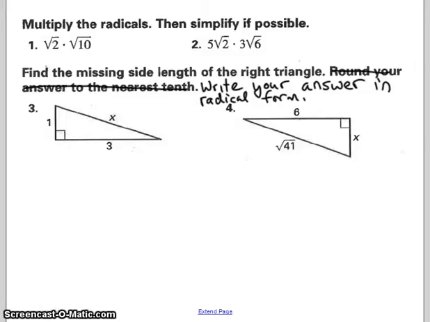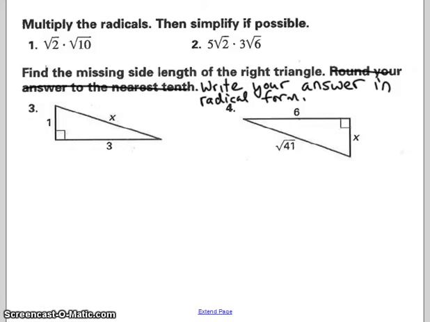Hello, this is the test corrections for Unit 10, simplifying radicals and solving for special right triangles. Okay, first one, we're just getting practice on simplifying radicals.